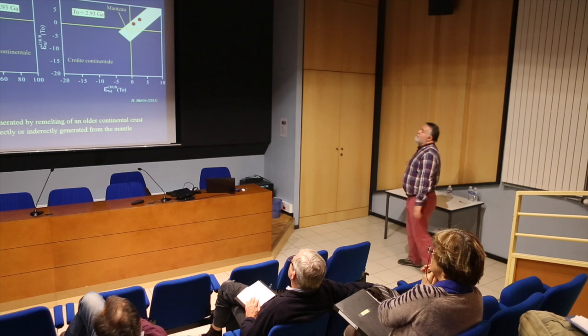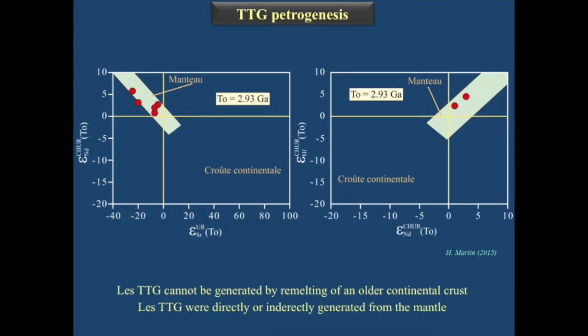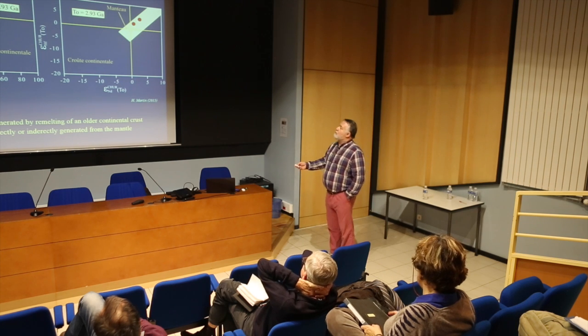So if we look at isotopic diagrams, for instance here with neodymium, strontium, and here neodymium, hafnium, in green here is the mantle array, the composition of the mantle, and here is the composition of the continental crust. The Archaean TTG that we study plot here in the mantle array. They have nothing to do with the continental crust. So that means that they cannot be derived by remelting of older continental crust. They must have an origin somewhere in the mantle.